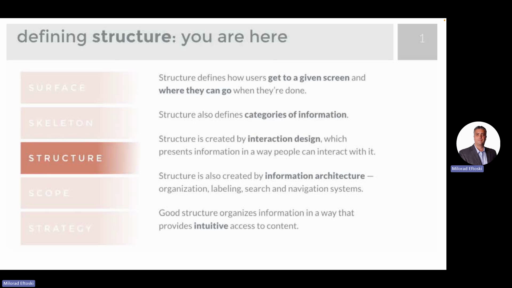Because without interaction, the stuff's not going to be working, right? So the product has to work with the proper integrated interaction. A structure is created by interaction design, which presents information in a way people can interact with. Sometimes it's visual, sometimes it's audio, sometimes it's virtual reality, like VR. If you guys have used VR headsets before, there are different ways of creating interaction. Structure is also created by information architecture. So not AI, but IA stands for information architecture: organization, labeling, search, and navigation systems. Good structure organizes information in a way that provides intuitive access to content.